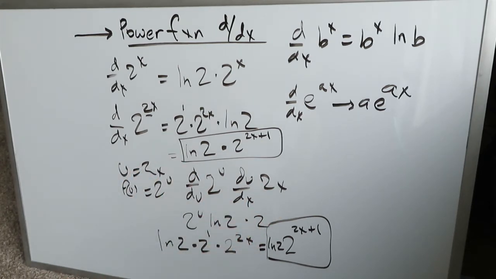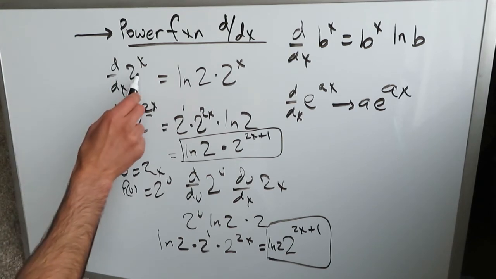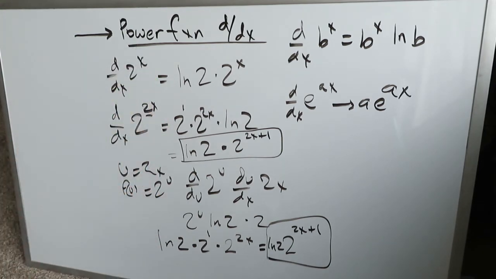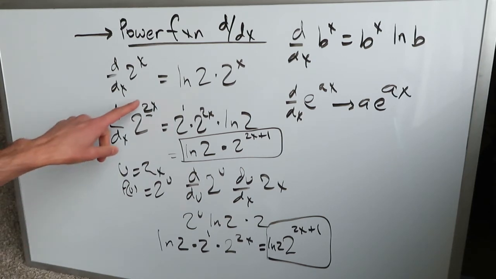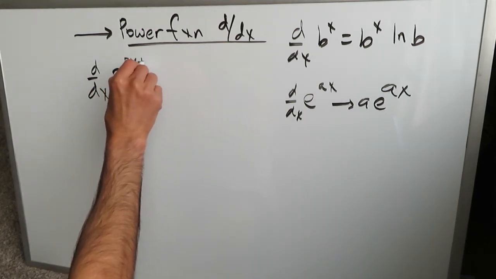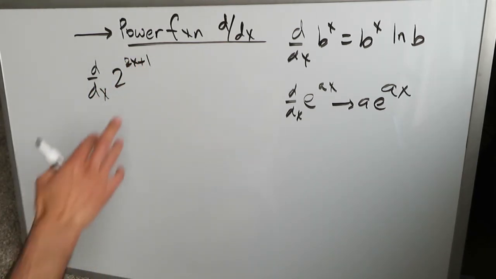So look over here, I've increased the complexity. I started with this simple 2 to the power of x, then I made it 2 to the power of 2x. Now I'm going to slowly increase the complexity of these exponents and we'll see what happens. Alright, let's go here. We want to find the derivative of this 2 to the power of 2x plus 1. Now look how I've increased the complexity.